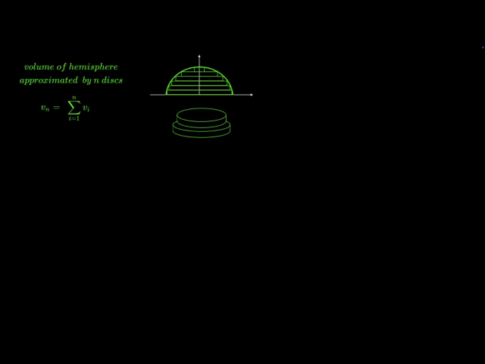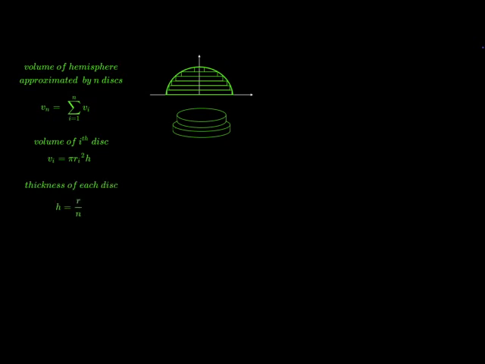So I will get an expression V sub n, hopefully one that will depend strictly on the radius and the number of disks that I use to fill the hemisphere. In order to calculate the volume of these disks, I will use the normal formula for the volume of a disk. Notice that each disk will have a different radius, r sub i, and so each volume, V sub i, will be different.